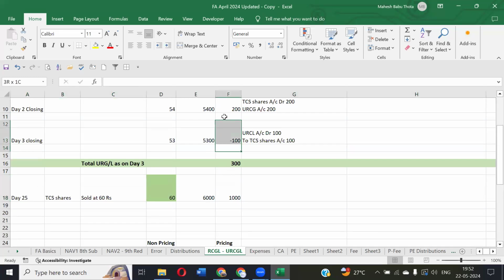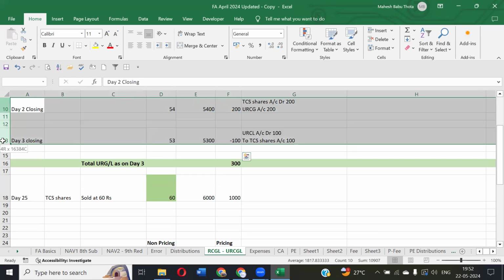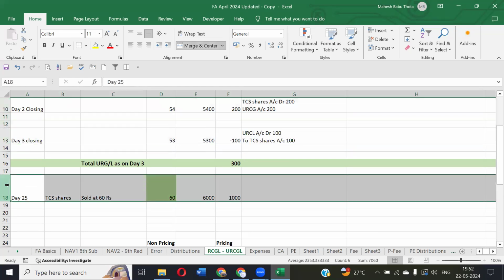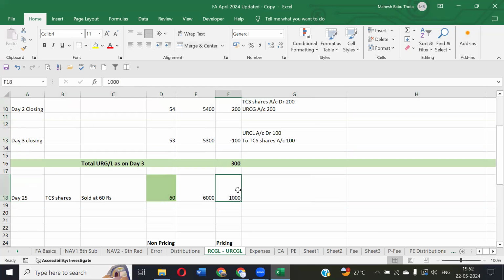Don't confuse it with unrealized capital gain, already accounted. Unrealized capital gain you accounted for on the respective days. But here we have a total realized capital gain of 1,000 rupees. So we have to account it for the 1,000 rupees only. We're realizing it, right? 1,000 rupees gain.